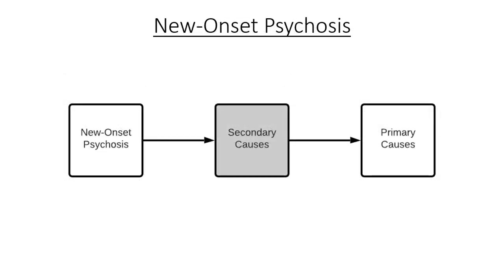In any new onset psychosis, we must first consider any secondary cause of psychosis. This is an important step because correction of an underlying secondary cause will result in a reduction or elimination of psychotic symptoms. Misdiagnosis may contribute to inappropriate management and potential consequences in terms of morbidity and mortality.